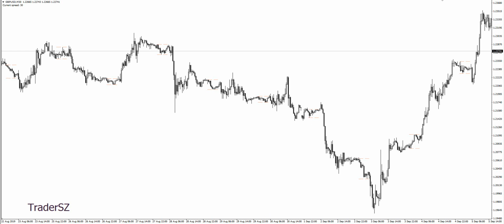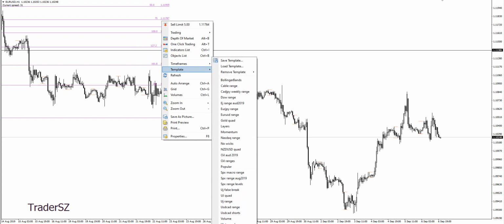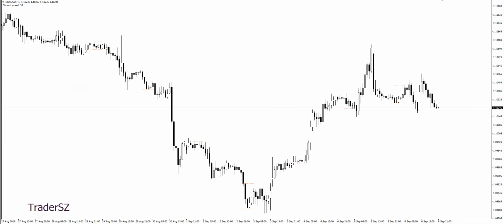So let's look at another example now of one possibly unfolding now. Say for whatever reason, I'm bearish this market.